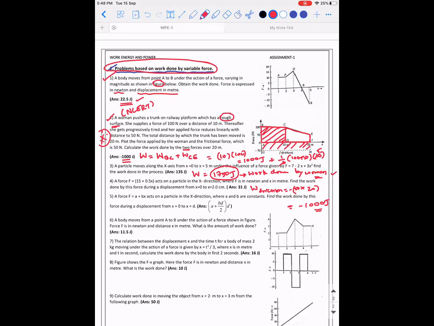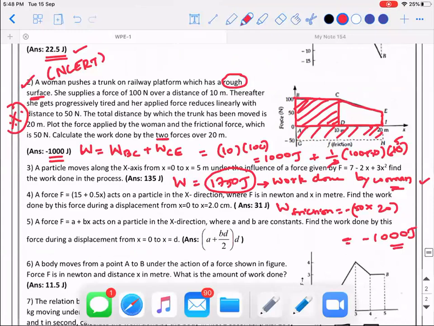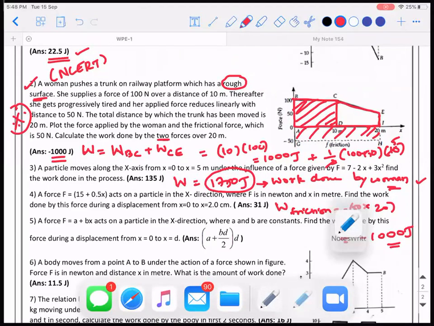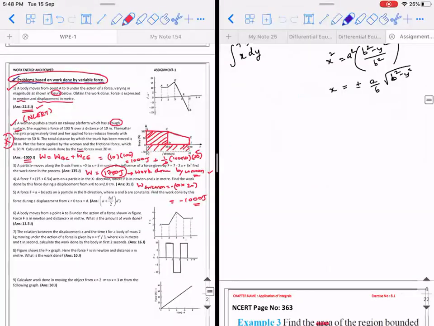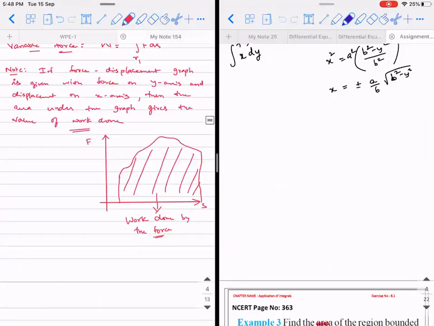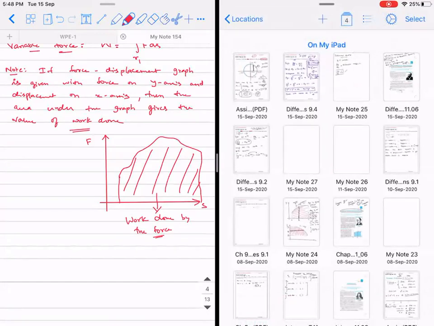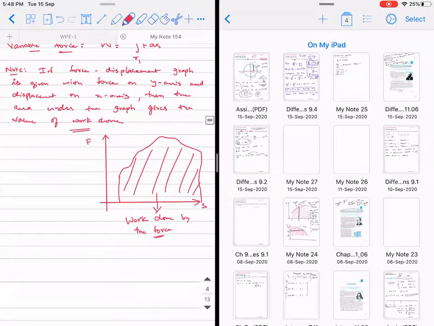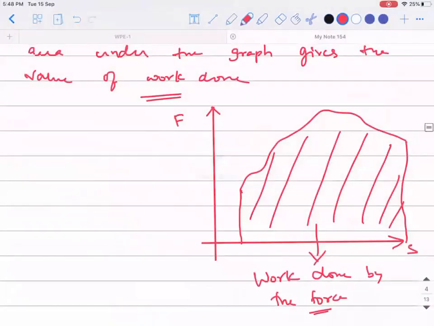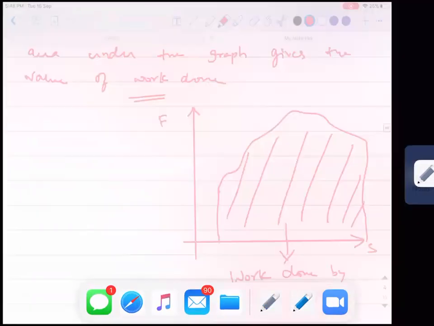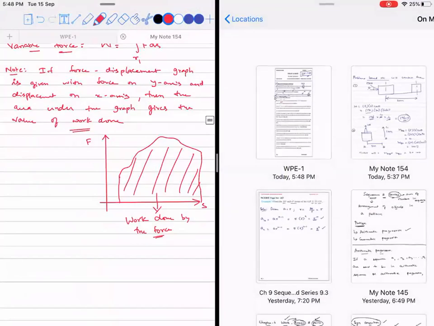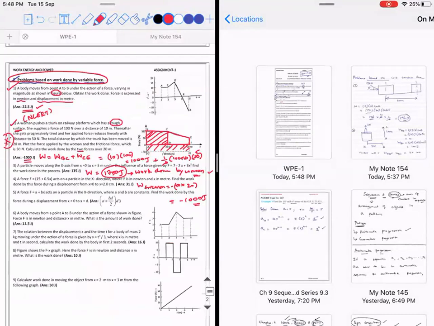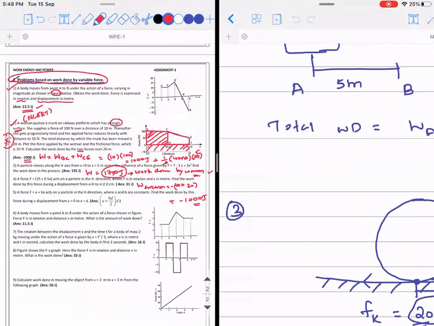So wait, I'll try to shift myself. I think it is better, right?